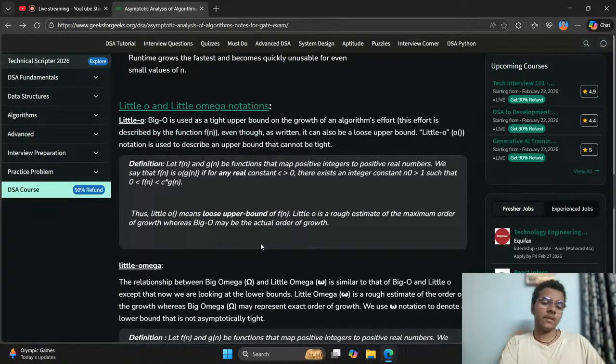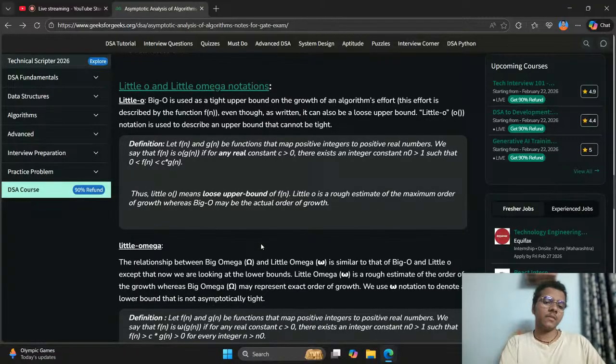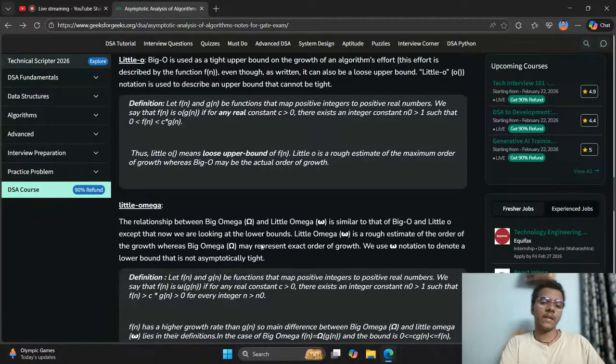Little o and little omega notations. Big O is used as a tight upper bound on the growth of the algorithm's effort. The effort is described by a function f of n. Even though, as written, it can also be a loose upper bound. Little o notation is used to describe an upper bound that cannot be tight.